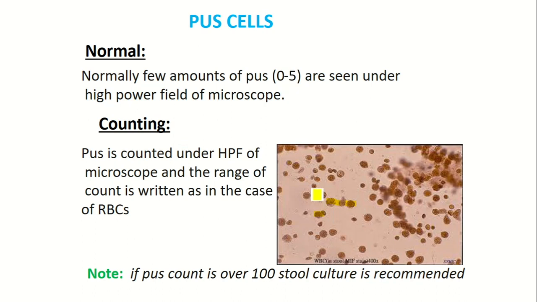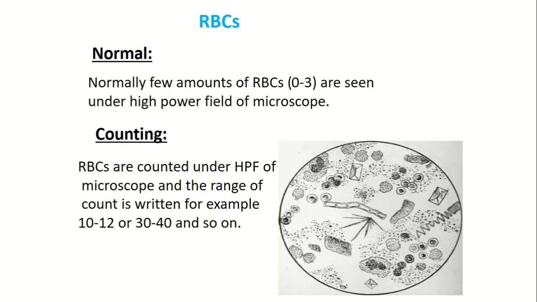You can see such pus cells under the high power microscope, and if you count them and it is more than 100, stool culture is recommended because you have a strong bacterial infection. Now RBCs are normally 0 to 3, very few under a high power field, and if it is 10 to 12, 30 to 40 and so on, then you have to think about some lower GI or upper GI bleeding.